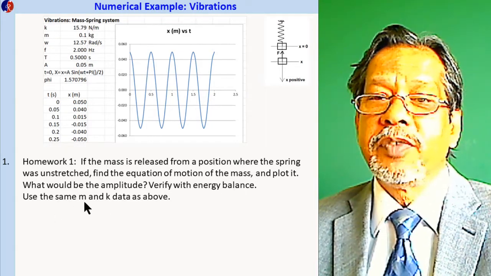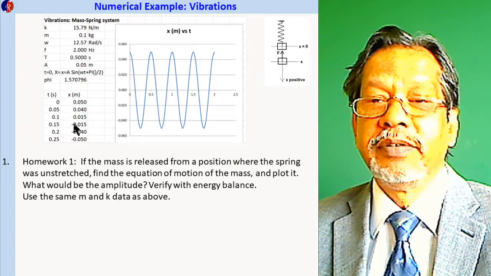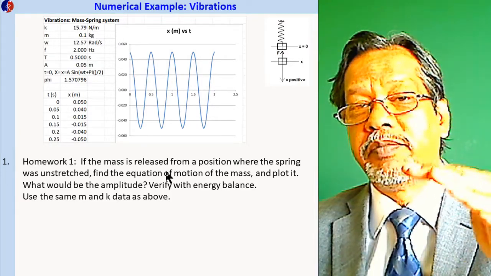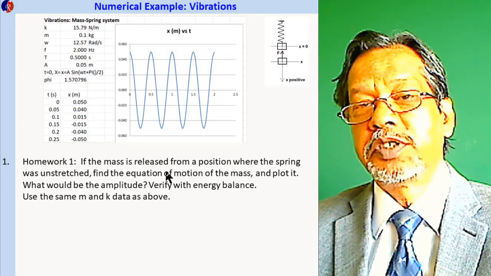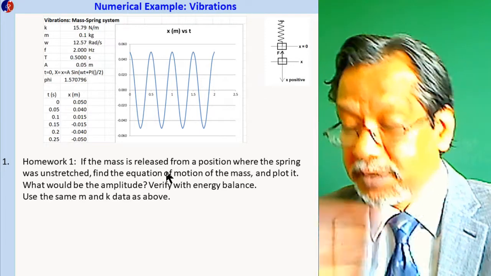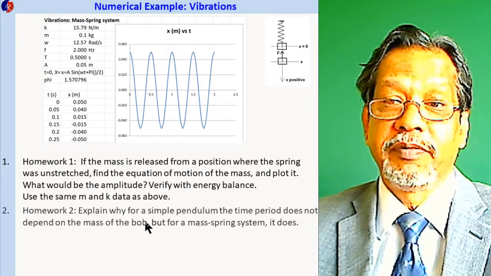Use the same mass and k data as above, but now the condition has changed. It's not starting from the neutral position and pulling to stretch. I drop it from wherever the spring was unstretched. It's slightly different. They should figure that out.